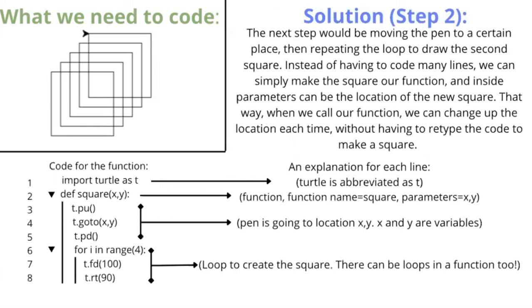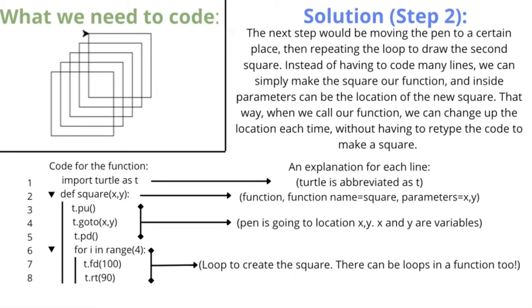Import turtle as t. Turtle will be abbreviated as t, same as before. def square(x, y). This is the function, and the function name will be square, and the parameters are x and y. t.pu, or pen up. t.goto(x, y). t.pd, pen down. This will make the pen go to location x, y, which are variables. This way, we can go to a certain location without having to draw a line.